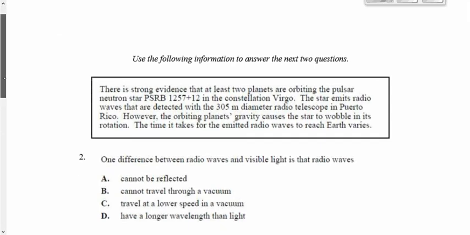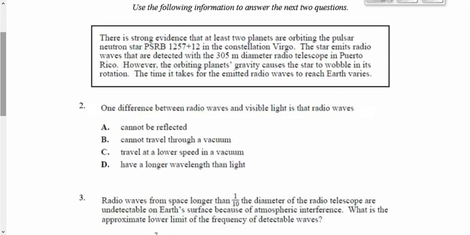We got some information here in the box, and it's for 2 questions. The first question says, one difference between radio waves and visible light is that, can radio waves be reflected? Sure, why couldn't they? Okay, that's not a correct answer. They can be reflected. Any type of EMR can be reflected.